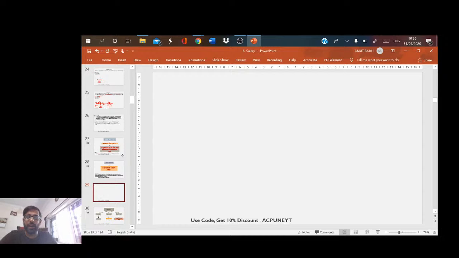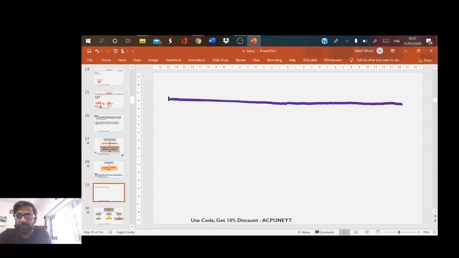Okay, arrears of salary we are discussing right now. What is arrears of salary? Now, if you see, arrears of salary is basically given to government employees. So why to government employees? I will tell you the reason.